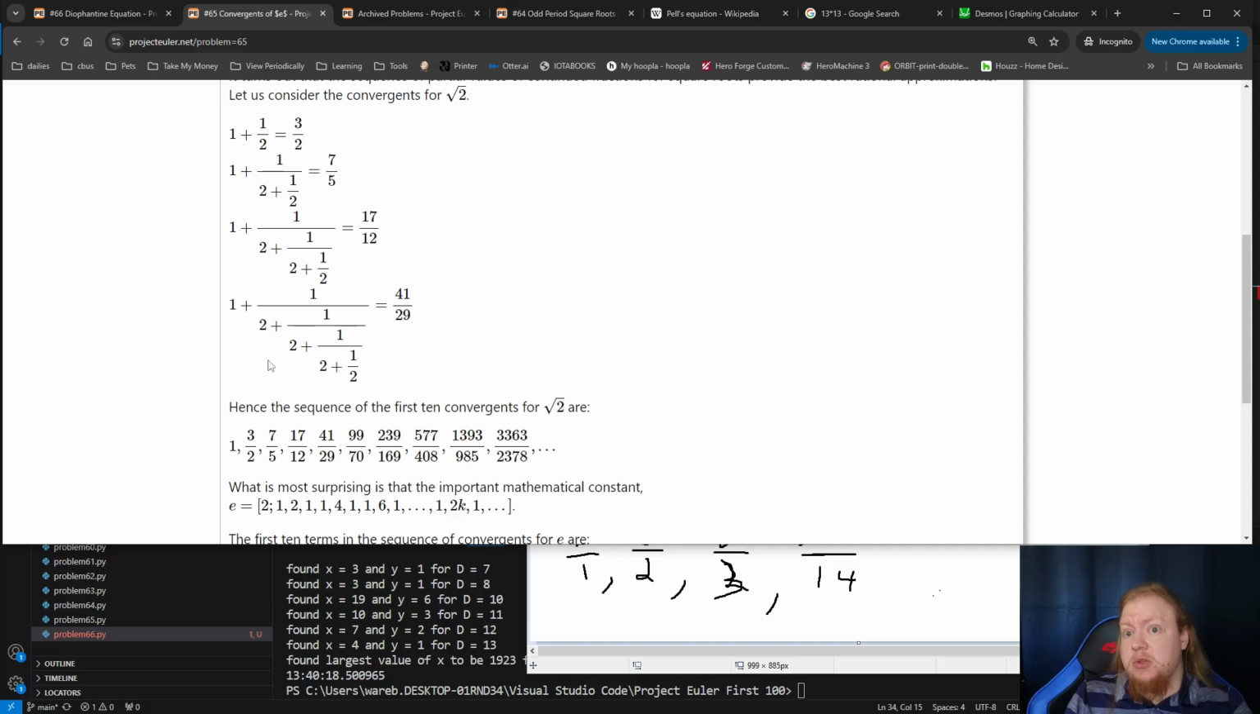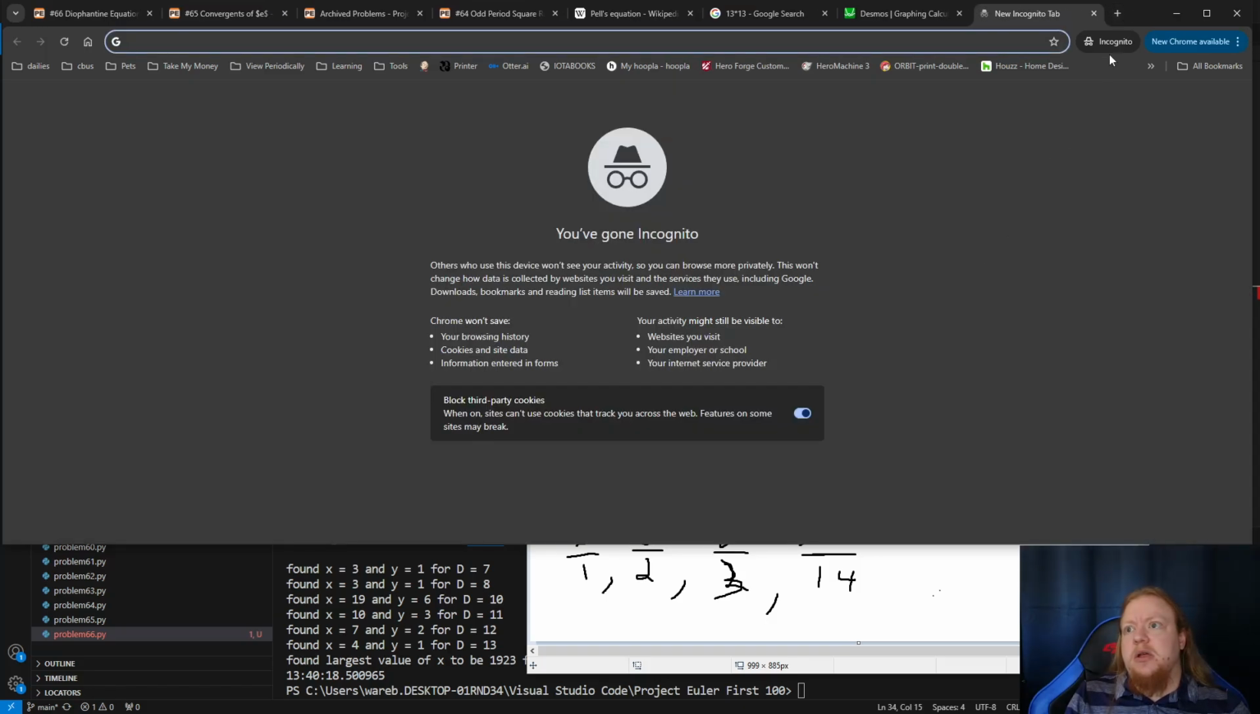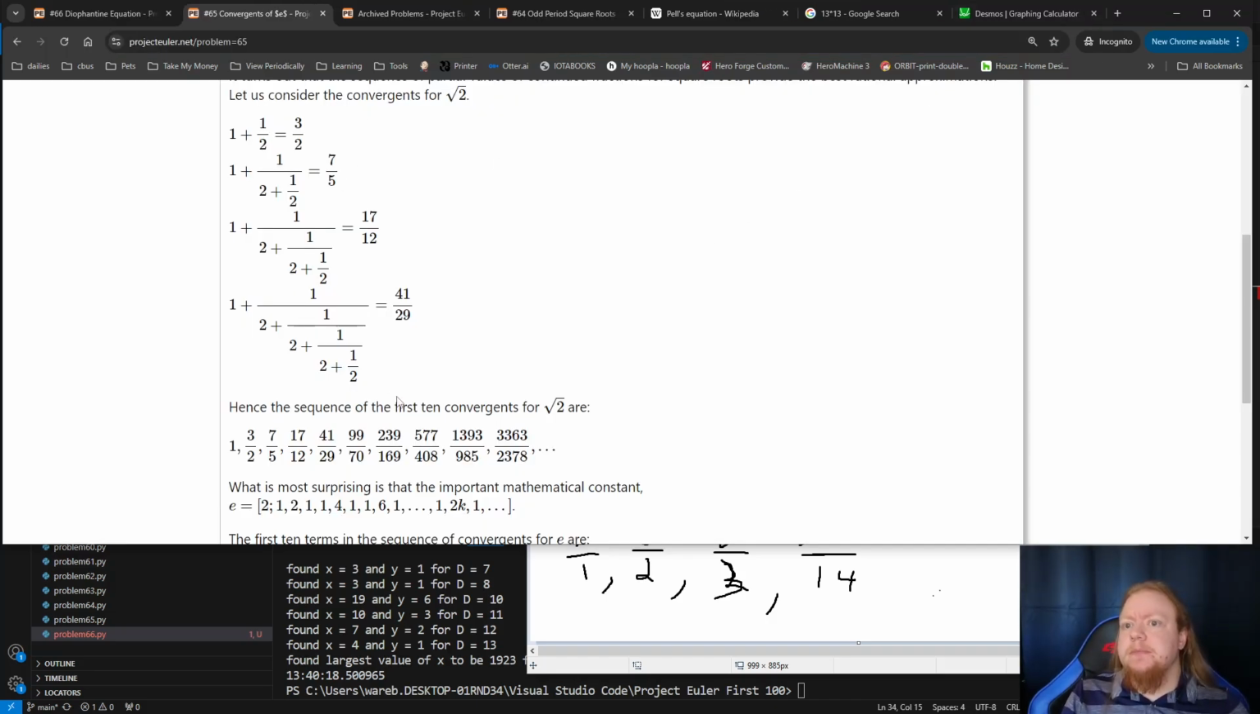2 times 2 is 4, plus 1 is 5. 3 times 2 is 6, plus 1 is 7. 7 times 2 is 14, plus 3 is 17. 17 times 2 is 34, plus 7, which I think is 41. Yeah, that's 41. And then 29 is 12 times 2, which is 24, plus 5 is 29.